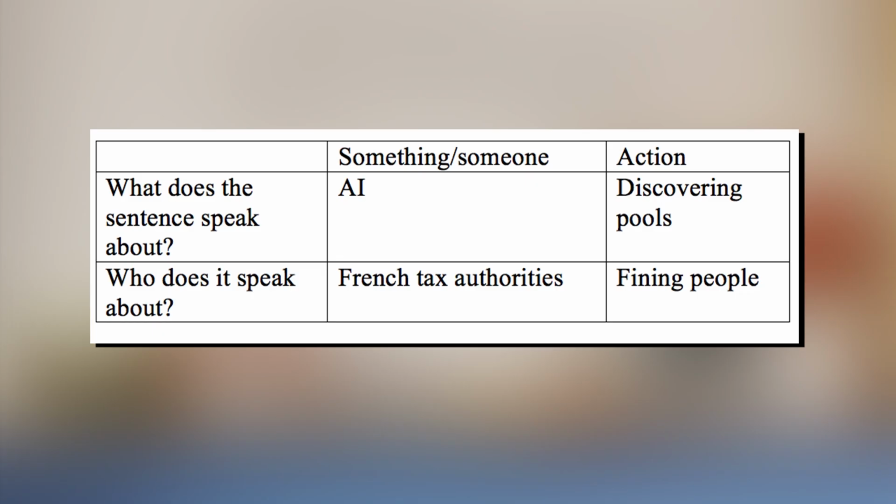Who does it speak about? The French tax authorities and how they have fined people. So, the other key word we have is undeclared pools, and the main idea then would be that AI helps French IT department find numerous secret pools. Read the other two sentences and write down the key ideas of each.